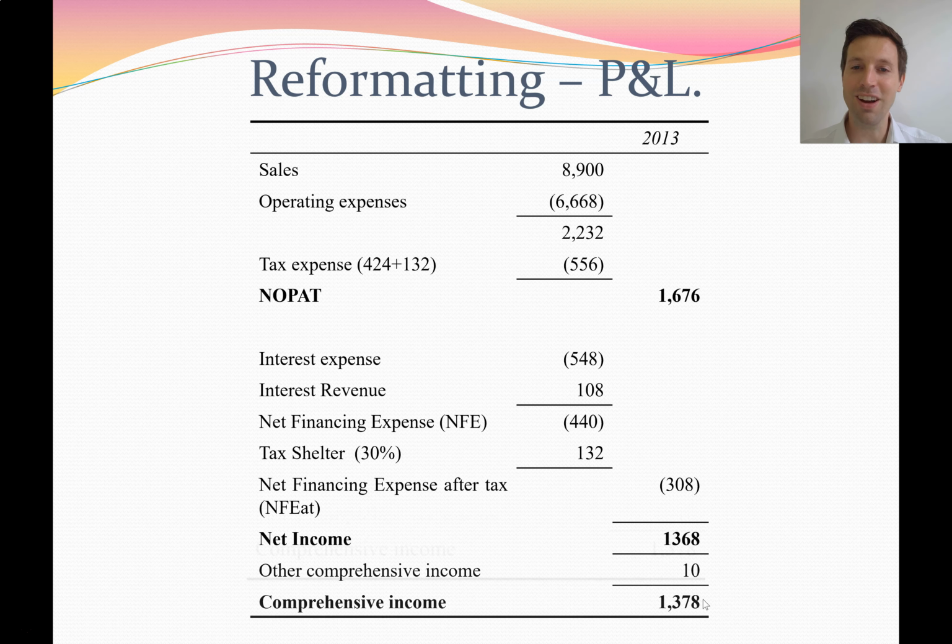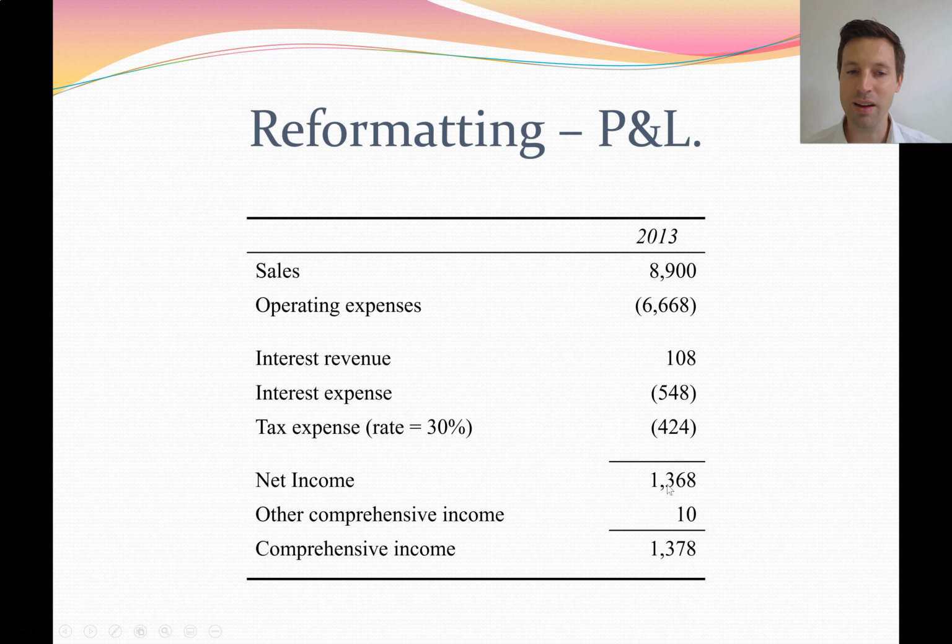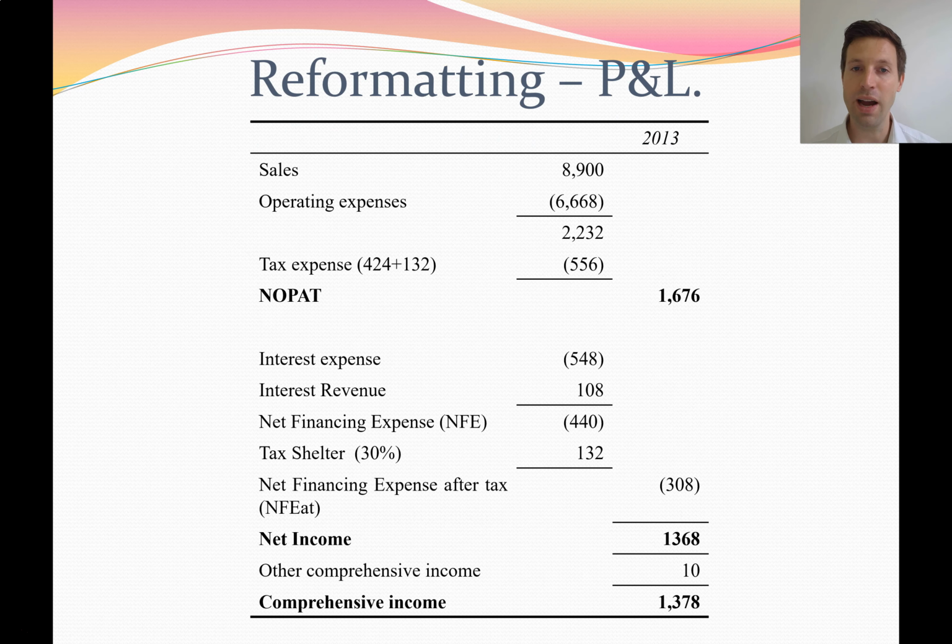I go back a slide and I see my net income and my comprehensive income have not changed. All that has changed is I have reclassified the operating and financing activities. And most importantly, the most difficult step to remember is my tax on operations includes the overall tax expense plus the tax shield. So with all that done, you've now reformatted a profit and loss statement.